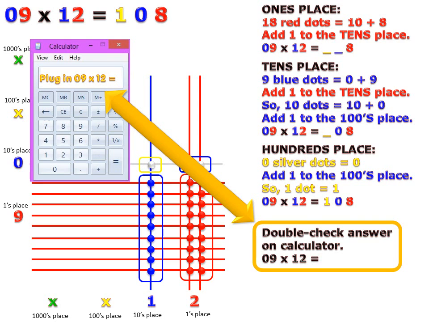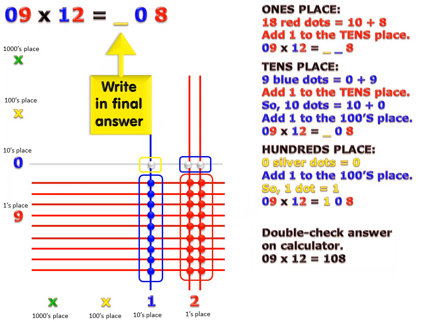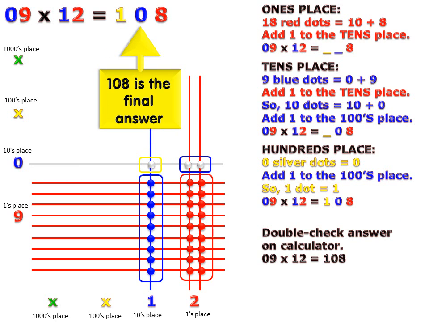Now let's double check our answer on the calculator. Using your calculator, plug in 9 times 12 equals, sure enough, 108. Last step is to write in our final answer. And there we have it, 108. 108 is the final answer to 9 times 12.